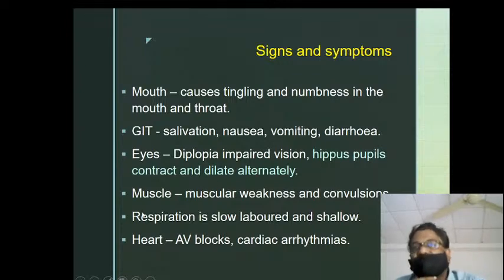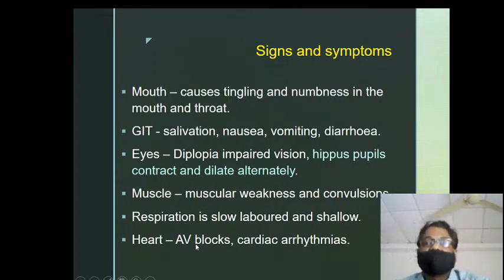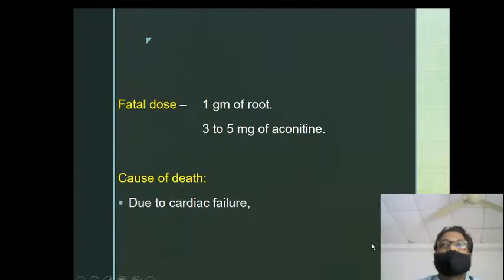It also produces effects over the muscle. It produces muscle weakness and also causes convulsions. Respiration becomes very slow, labored and shallow. And as I told you, it produces conduction abnormalities, so cardiac arrhythmia, sometimes airway block, resulting in cardiac failure. So death occurs mostly due to cardiac failure.